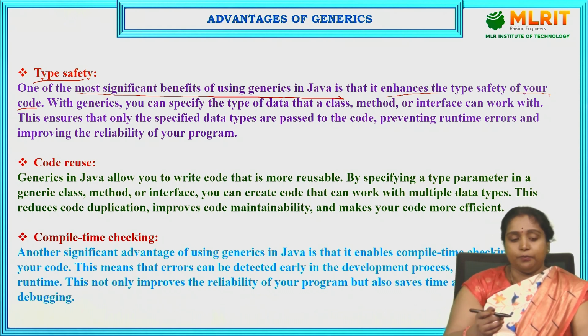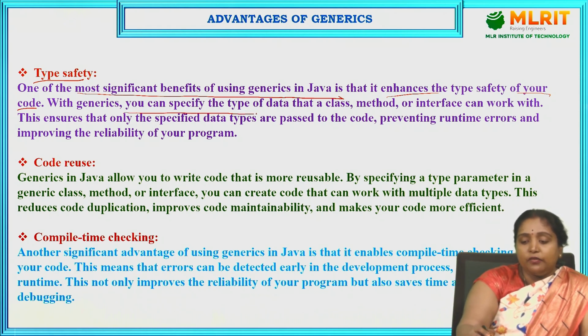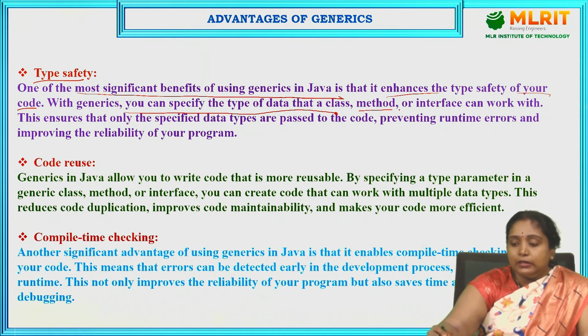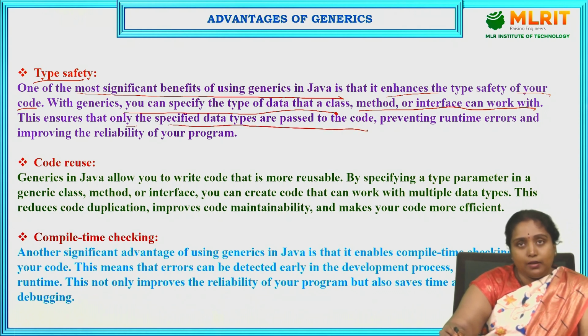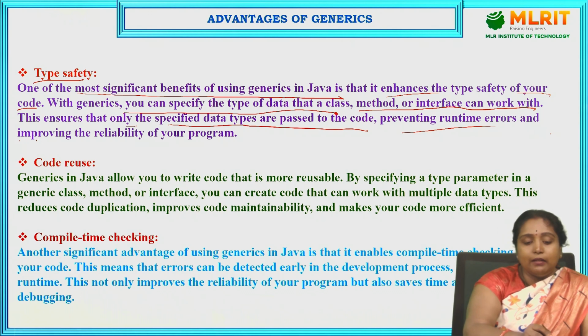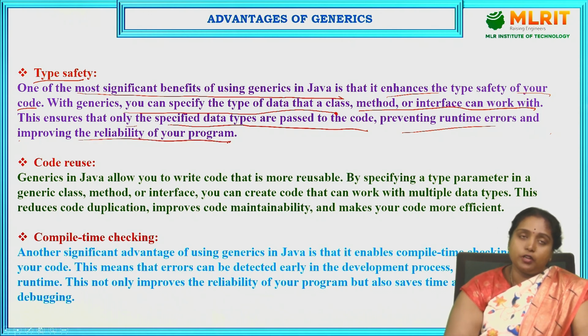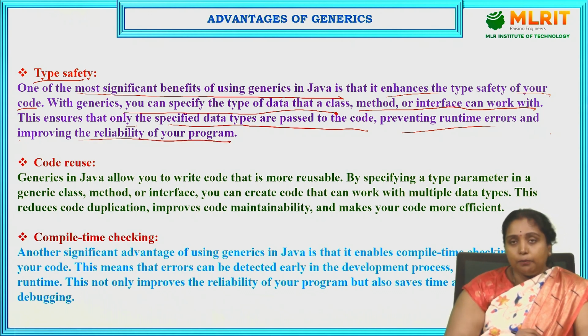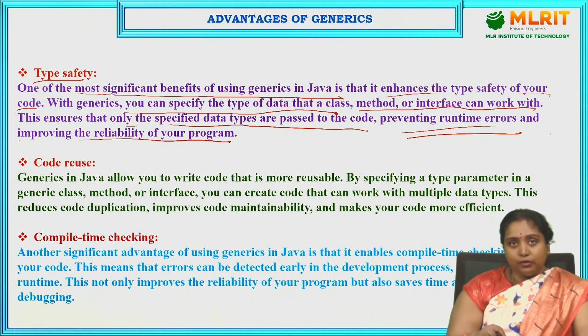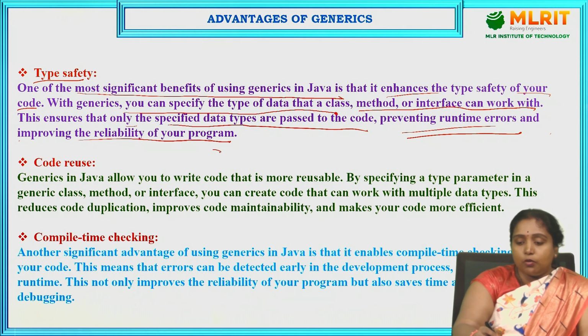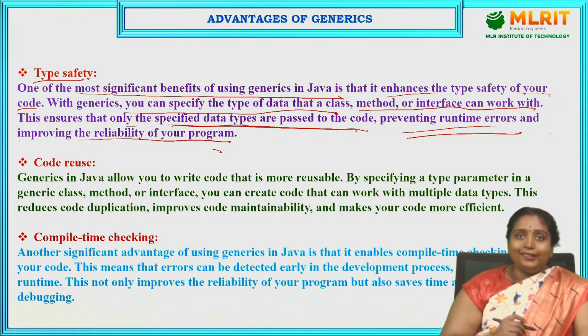So, with generics, you can specify the type of data that a class, method or interface can work with. This ensures that only specified data types are passed to the code, preventing runtime errors and improving the reliability of your program. So it prevents runtime errors for sure. I can pass any type of data as input, so it prevents runtime errors and improves the reliability of the code.